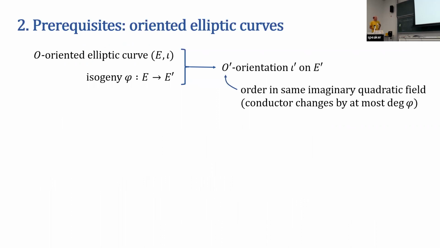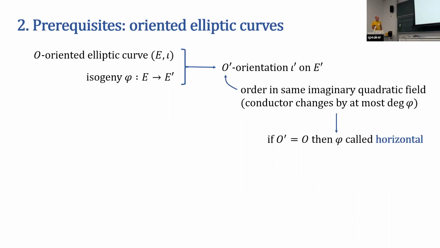Okay. Now, if you have an isogeny between two elliptic curves, E and E prime, and you have an orientation on your first elliptic curve, then this induces an orientation on the codomain curve. But if we talk about primitive orientations, then this orientation might be by a different order, though it will be an order in the same imaginary quadratic field. So given an O-oriented elliptic curve and an isogeny, you get a new orientation, denoted iota prime, on E prime. It's an order in the same imaginary quadratic field, and the conductor changes by a factor which is at most the degree of the isogeny.